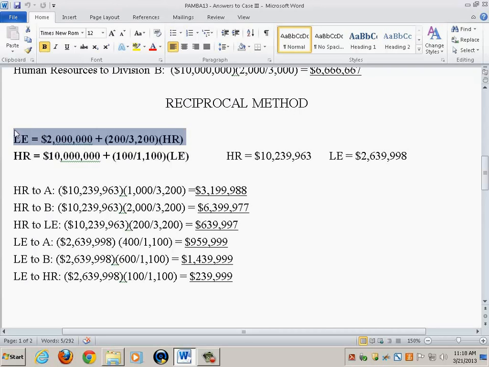So now reading again the equation, the total cost that legal will have to allocate is the 2 million it started with, its own cost, plus whatever cost is allocated to it by HR, which is HR times 200 over 3,200. Okay, let me just pause here and see if there are any questions about the logic of this equation.